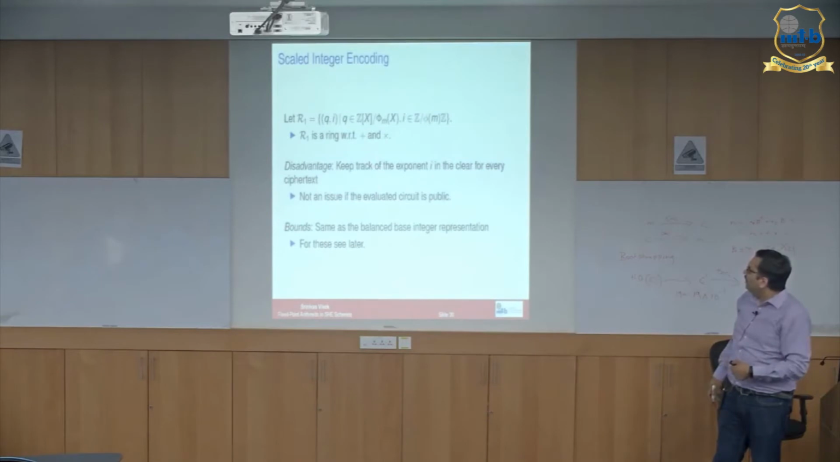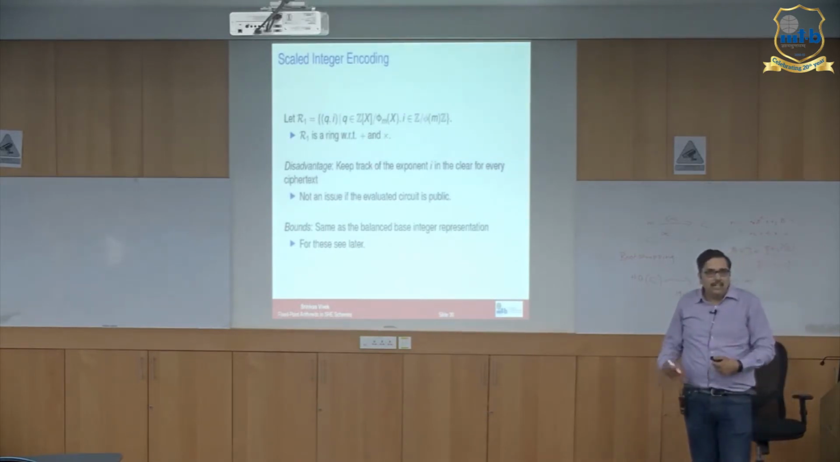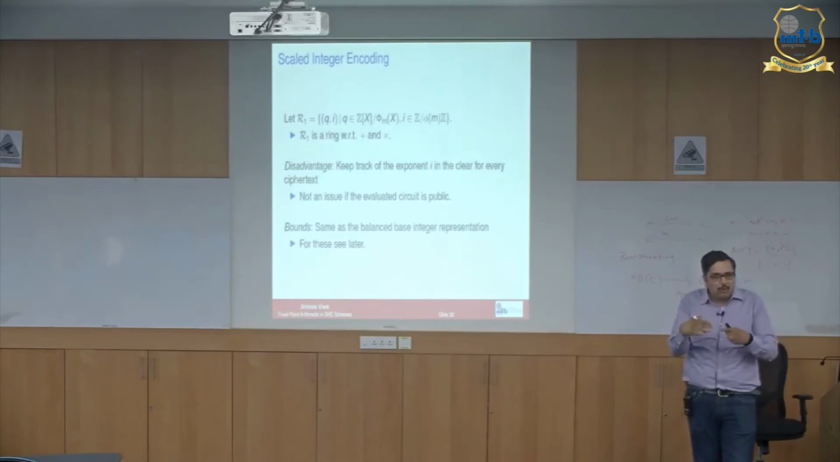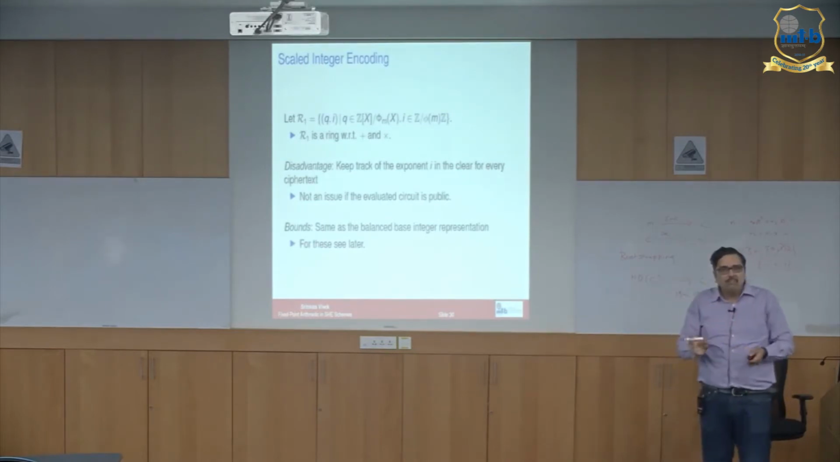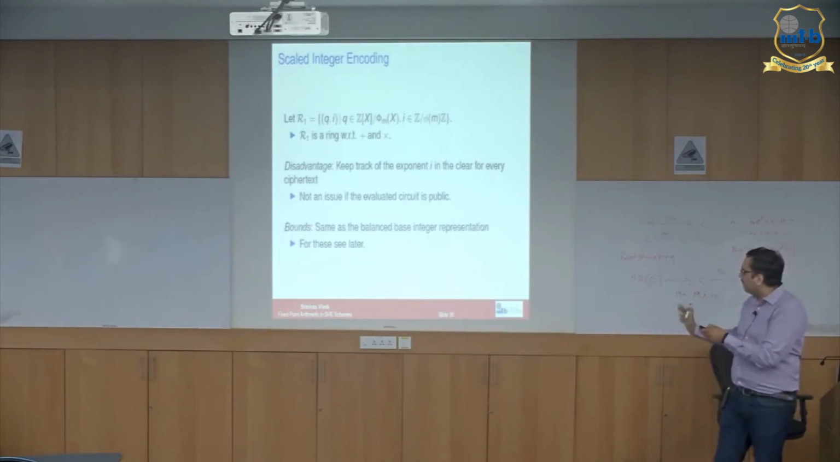And the only problem here is we need to keep track of the exponent in the clear, and so this will not achieve what I mentioned as circuit privacy. So you can kind of know what is the multiplicative depth of your circuit. But if you are evaluating a publicly known function, it's not a problem.